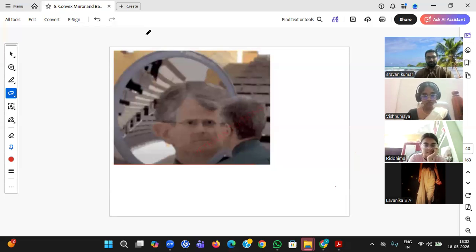Again, Ridhima, don't think about the object position. Compare the object image characteristics, then give the answer. Lavanika, right answer. So don't position the object at infinity. No. Think about how the image is looking compared to object and what is the case.